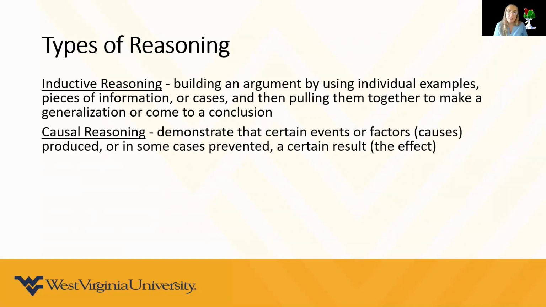There's also causal reasoning, in which you demonstrate that certain events or factors or causes produced, and in some cases prevented, a certain result or the effect. So cause and effect. An example would be vaccines protect against viruses. We know this to be true. There's plenty of scientific evidence to support this. This is objective fact.